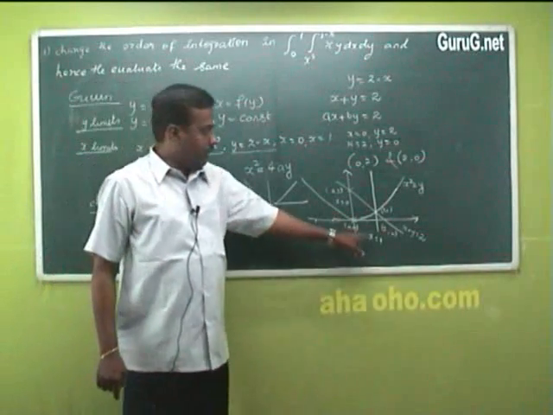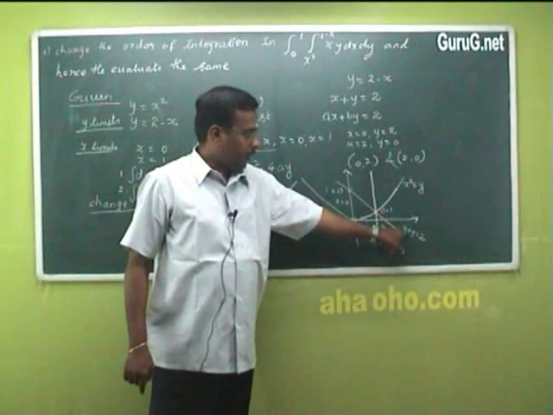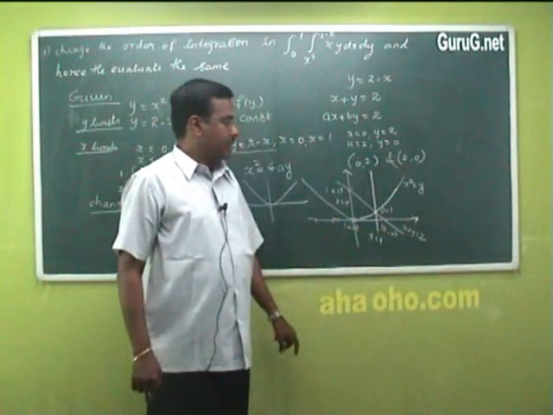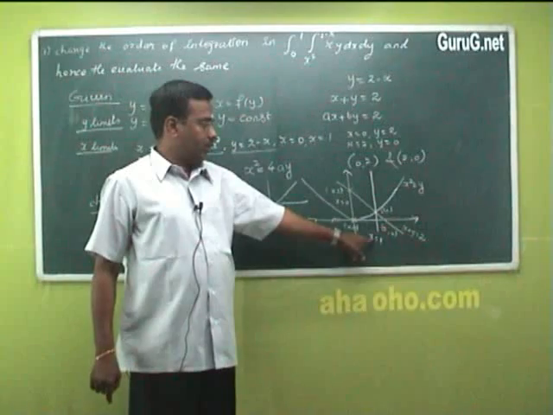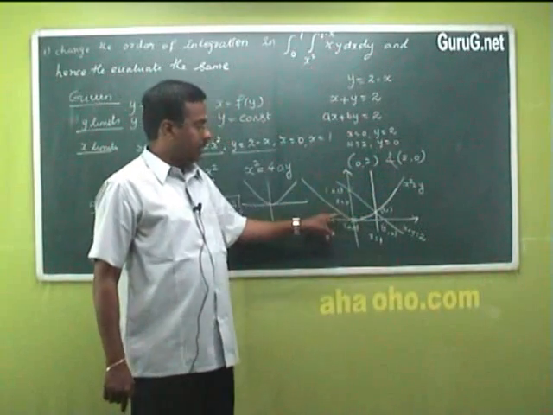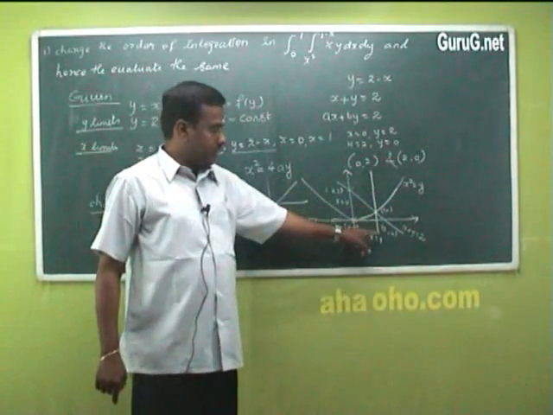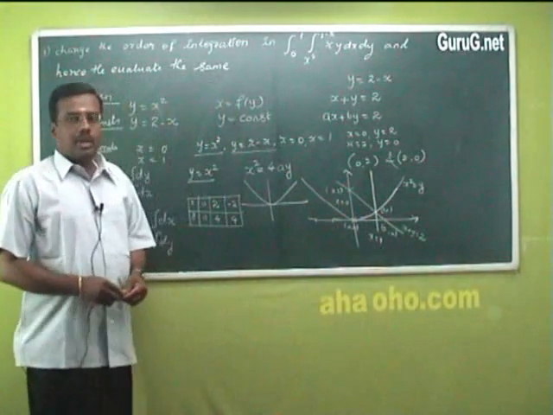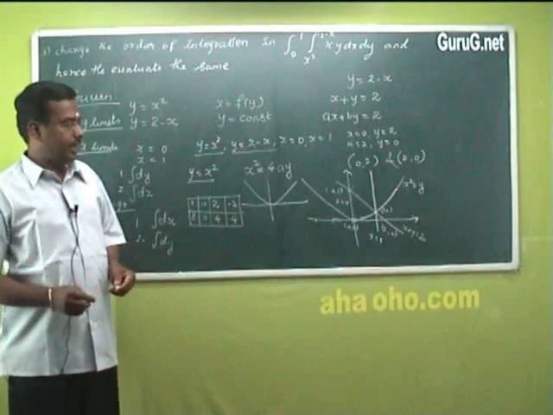For that, when you put x equal to 1 here, what is the y value? y equal to 2 minus 1. Therefore, x equal to 1 passes through the parabola and also passes through the straight line x plus y is equal to 2. Now, I have to identify the region of integration.